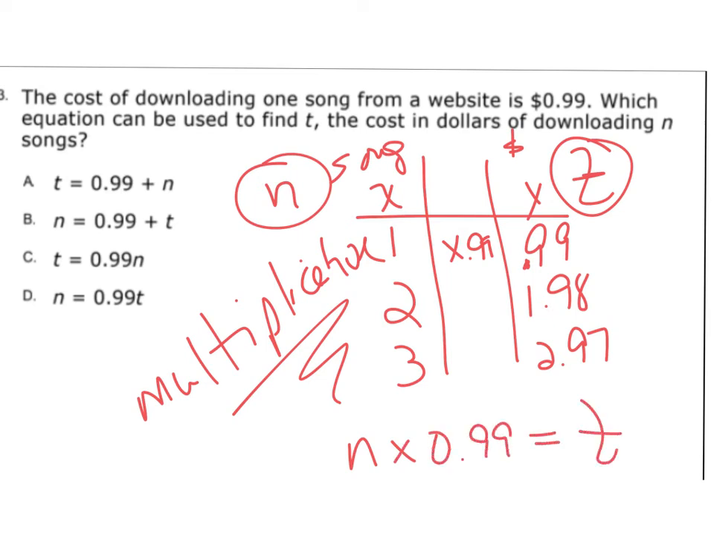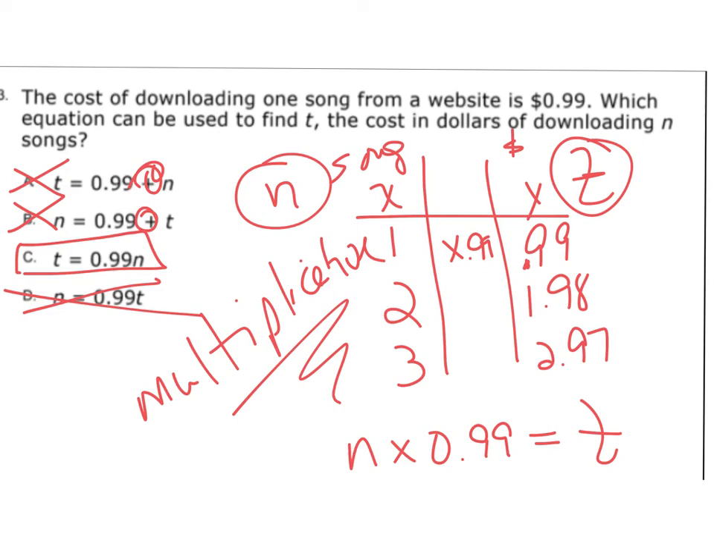So in this case, I look, I know A and B are incorrect because they have addition. So that's wrong. So it is multiplication. So 99 times N is correct, but 99 times 3 is T is not correct. So in this case, my answer is letter C.